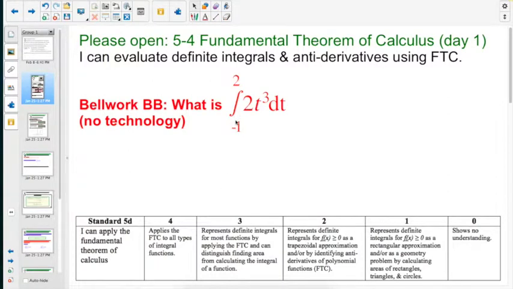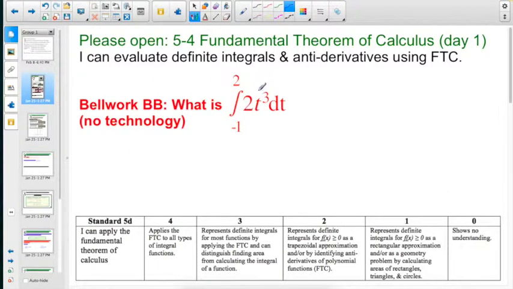The bell work, what we have to do is we have to recognize the antiderivative for 2t cubed. So if 2t cubed is our little f of x, then our antiderivative, big F of x, has got to be something to the fourth power. And then we need to have a coefficient out here so that we end up with a 2 when we do the derivative on this and bring down the 4. So the coefficient out here must be 1/2.